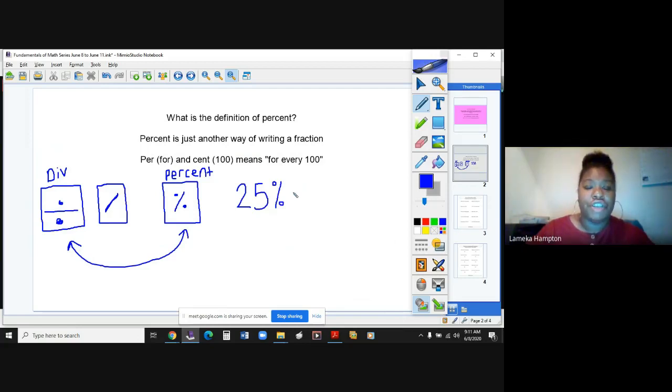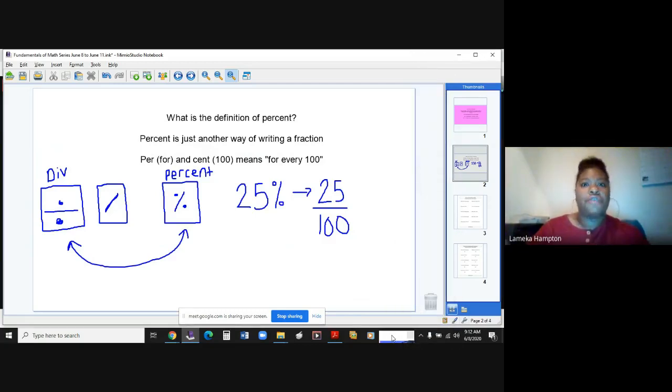Anything over 100 is a fraction as it relates to percent. So when I write 25%, in fraction form, I'm actually writing 25 over 100. Because remember, percent means for every 100, okay? Now, of course, with any fraction, at this point of the game, we know that we have to simplify. So we are going to simplify 25 over 100, and that is going to equal 1 over 4.